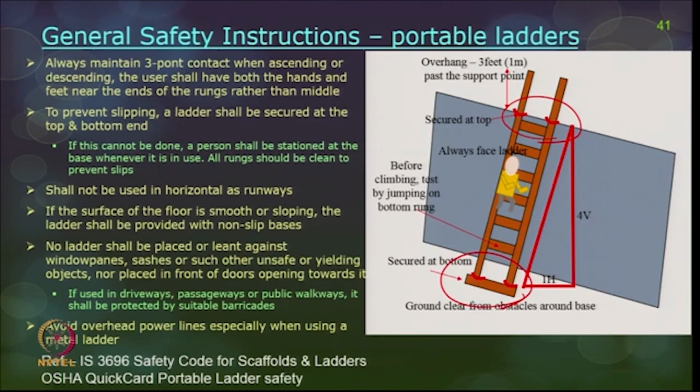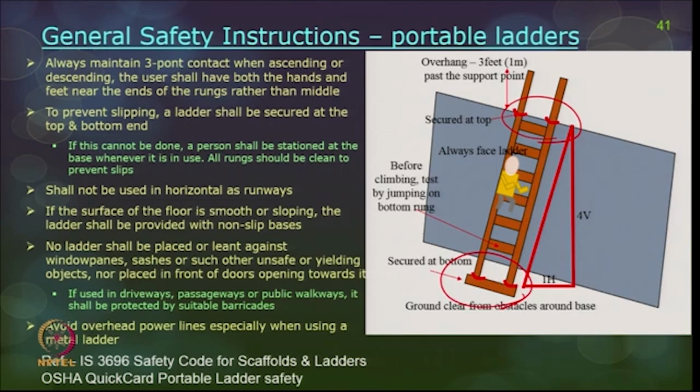If the surface of the floor is smooth or sloping, the ladder shall be provided with non-slip bases, and no ladder shall be placed or leaned against any window pane, where people may try to open the windows, or any glass sashes or glass ways, or any doorways or access ways, or any unsafe and yielding objects. Do not place the top point of a ladder onto a glass pane or something, as that creates a hazard.